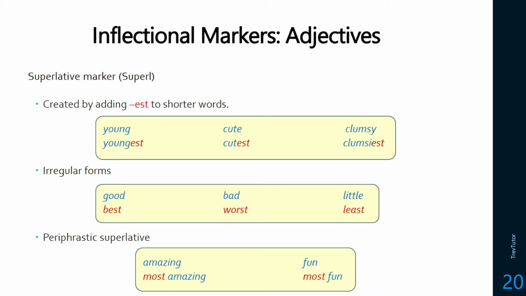We also have the superlative. This is when we have more than two things, let's say three or more, and we're trying to figure out the best or the ultimate whatever out of the group. This is with the -est. So young to youngest, cute to cutest, clumsy to clumsiest. The irregular forms that have irregular comparatives usually have irregular superlatives as well. So bad to worst, little to least. And we get the qualifier again in the case of words with a lot of syllables. So amazing to most amazing, or fun to funnest or most fun. It's really up to you.